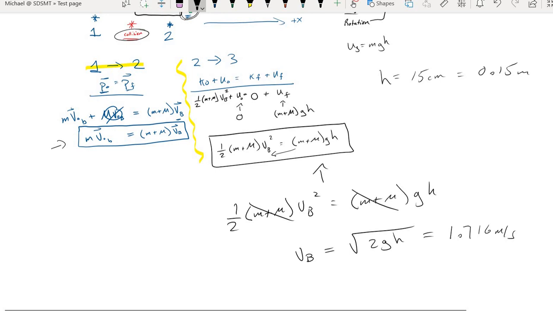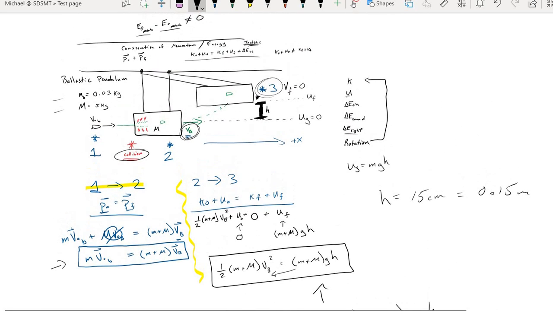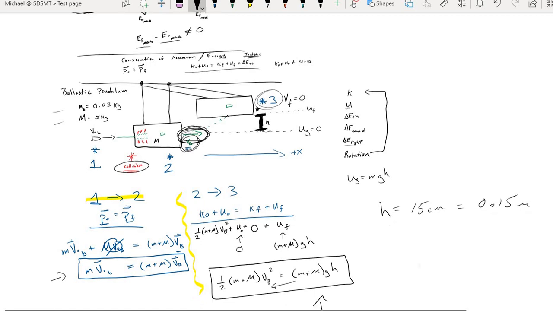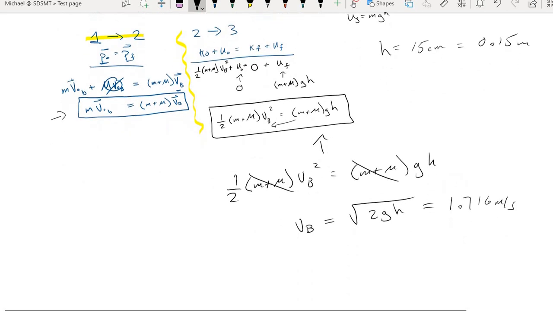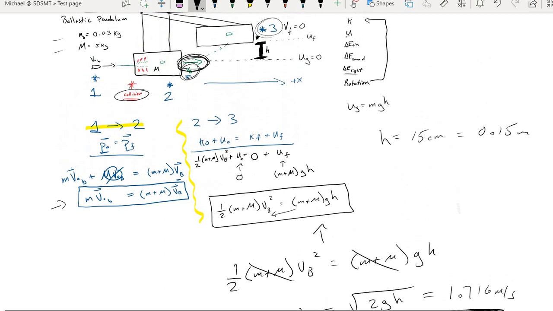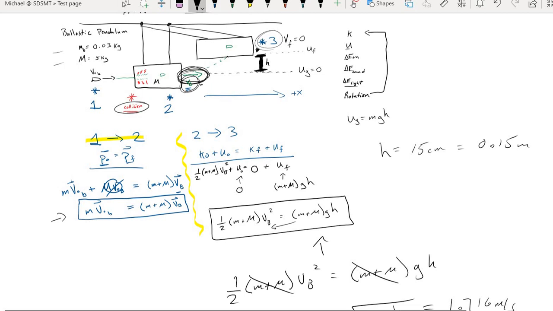Now 1.716 meters per second, that doesn't sound very fast, but do keep in mind this is the velocity of the combined block and bullet after the bullet has become lodged inside the block. But this is actually slow enough that we can watch and we can measure the displacement of that block as it swings up.